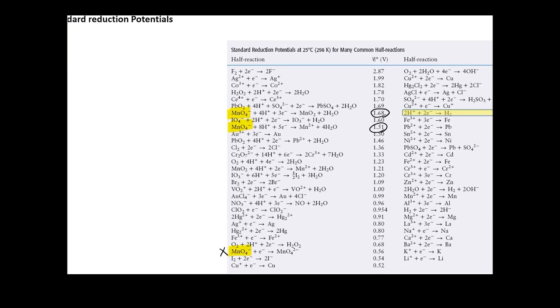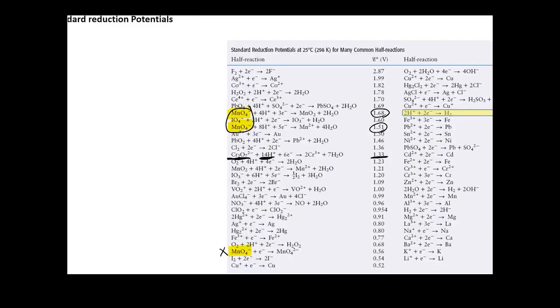The other species you want to look into is the dichromate. Dichromate is Cr2O7 2 minus. This is where your dichromate is. And it has to be in the acidified solution, so you must see the protons here. If you check its standard reduction potential, it is only 1.33. In other words, in the acidified solution, your MnO4 minus, because it has a larger standard reduction potential, is a stronger oxidant than your Cr2O7 2 minus.